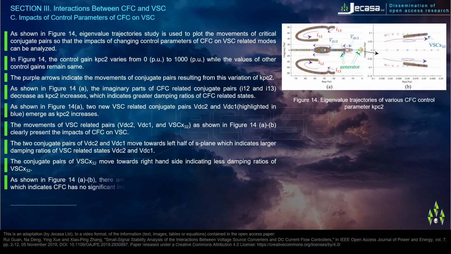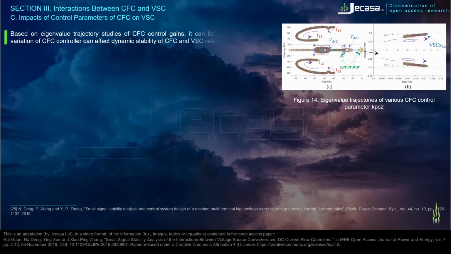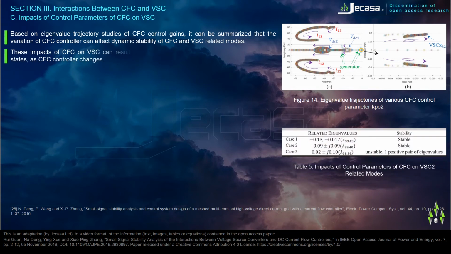As shown in Figure 14a-b, there are no significant movements of generator-related poles, which indicates CFC has no significant impacts on synchronous machine-related states. Based on eigenvalue trajectory studies of CFC control gains, it can be summarized that the variation of CFC controller can affect dynamic stability of CFC and VSC-related modes. These impacts of CFC on VSC can result in different damping characteristics of VSC-related states as the CFC controller changes.